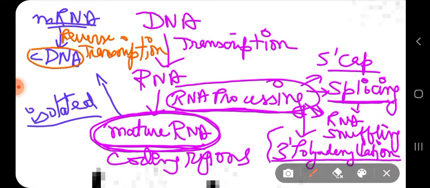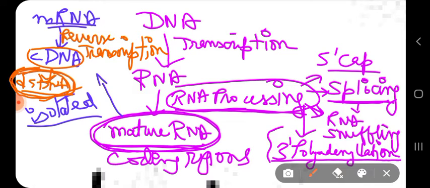And this cDNA is then used as a template to form double stranded DNA, dsDNA. Okay, so now this DNA can be used for the construction of our gene library. This double stranded DNA is now smaller than the genomic DNA, and it contains only the functional genes. It only contains the coding regions of the DNA which will code for particular proteins, particular enzymes.